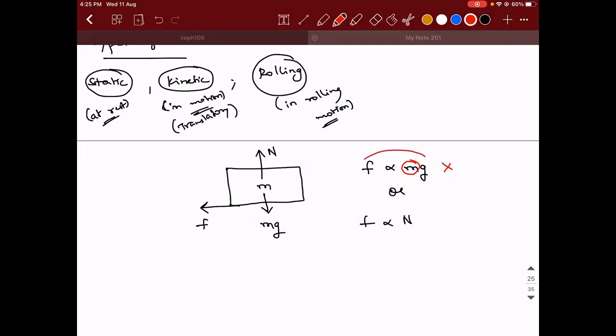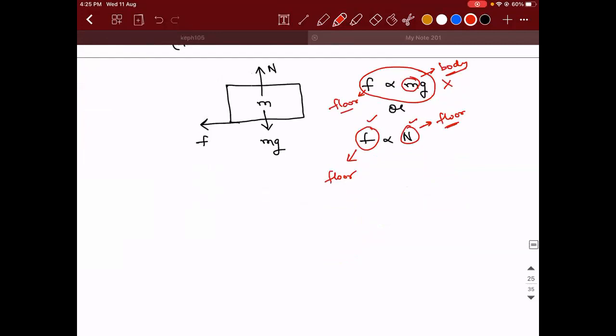So we should not write F is directly proportional to mg, because friction is the force offered by the floor. Mg is the property of the object, whereas friction is offered by the floor and normal force is also offered by the floor. So that is why we should always say friction is directly proportional to the normal force. It is not proportional to mg. This is a very big misconception that people have.